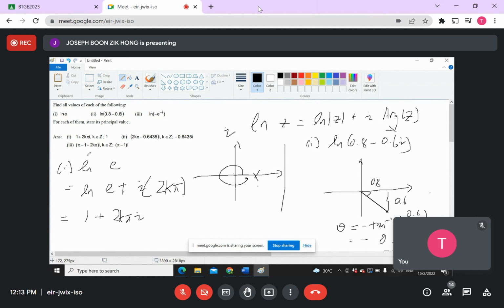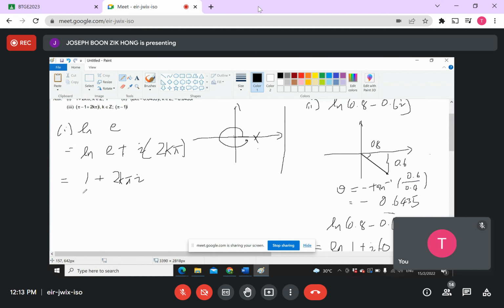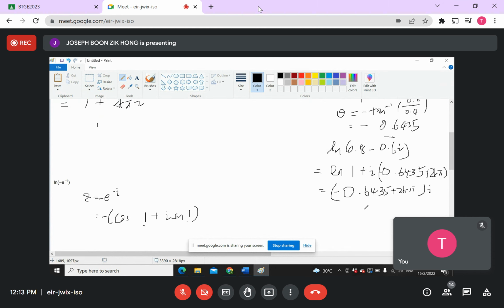Oh, okay, sorry, before that, I want to find the principal value as well. For this one, the principal value is 1. For this one, the principal value is negative 0.6435 i. And then for this one, let me think. The r should be positive, but now it's negative. Then no choice, I have to bring in.